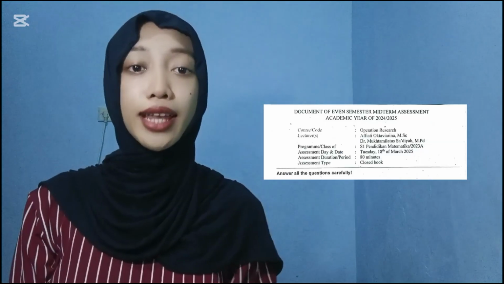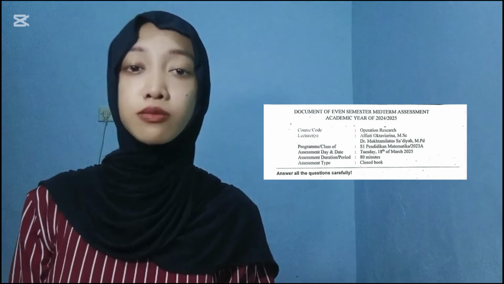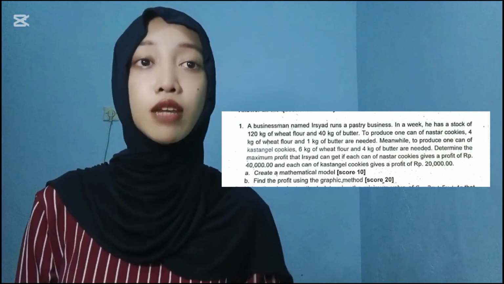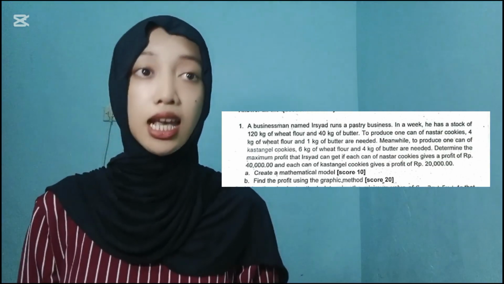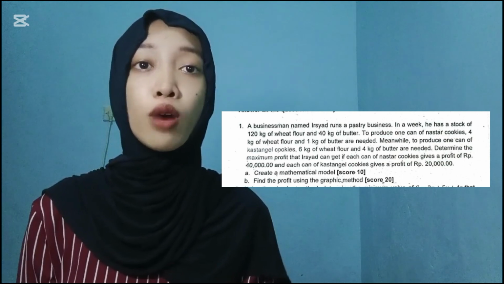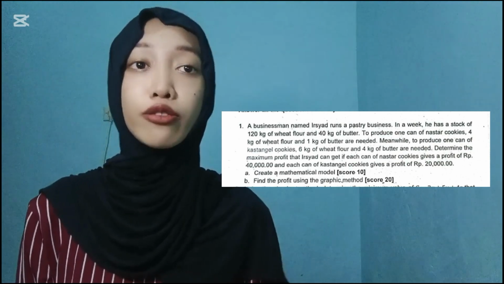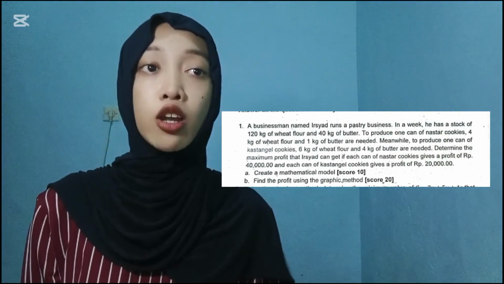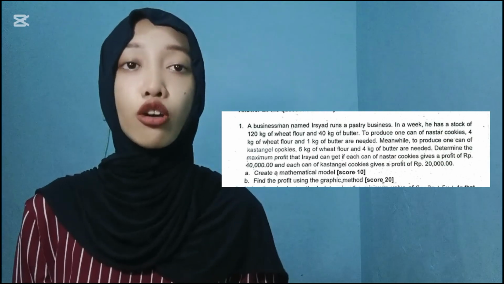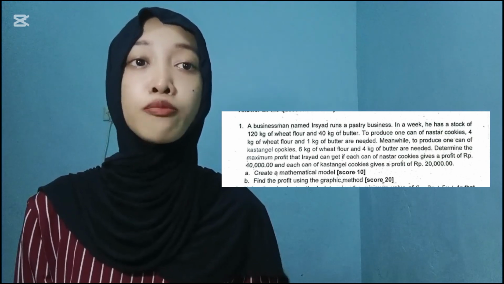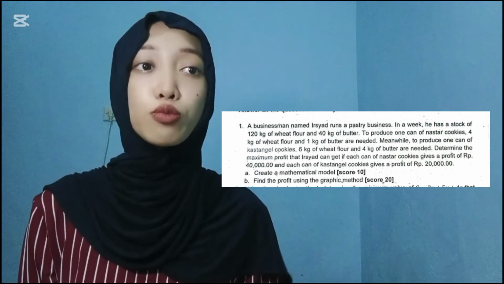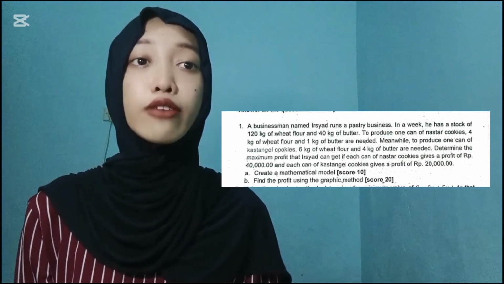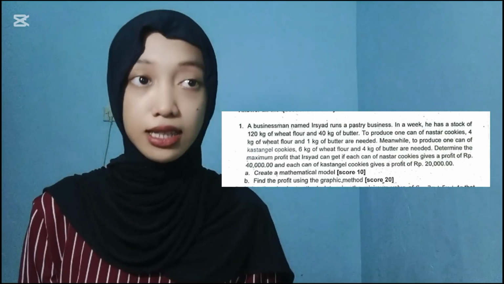So in this video, I will explain the right answer of midterm assessment operation research. First question. A businessman named Irshad runs a pastry business. In a week, he has a stock of 120 kilograms of wet flour and 40 kilograms of butter. To produce 1 can of nastar cookies, 4 kilograms of wet flour and 1 kilogram of butter are needed. Meanwhile, to produce 1 can of kastangel cookies, 6 kilograms of wet flour and 4 kilograms of butter are needed.